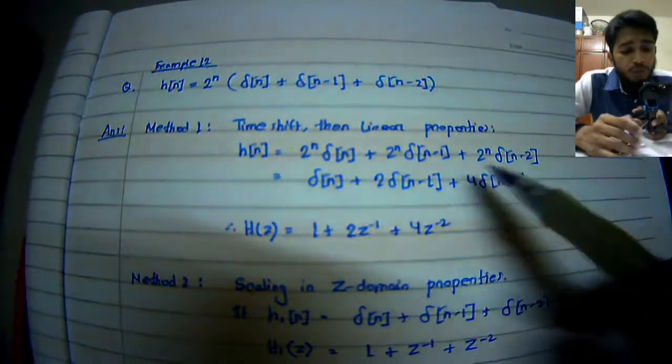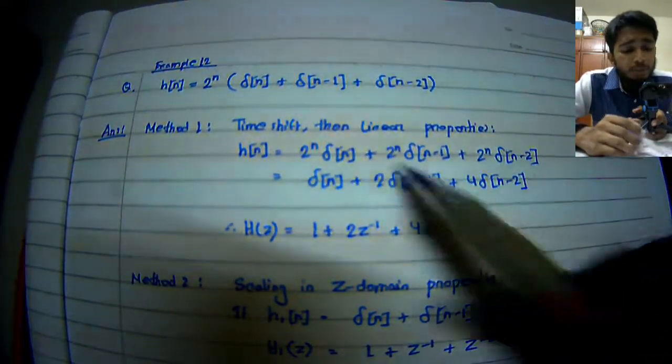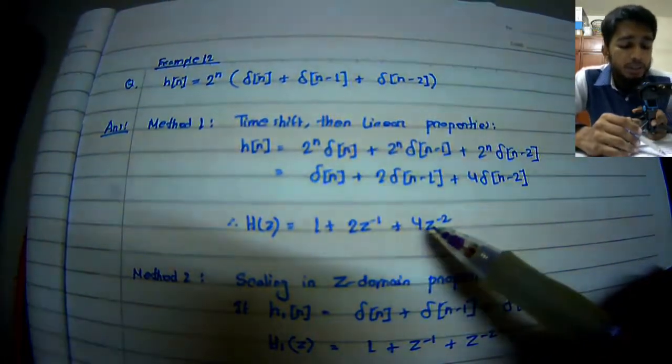Then we have three separate functions, so you just do the Z-transform separately, which will give you an answer of 1 plus 2z to the power minus 1 plus 4z to the power minus 2.